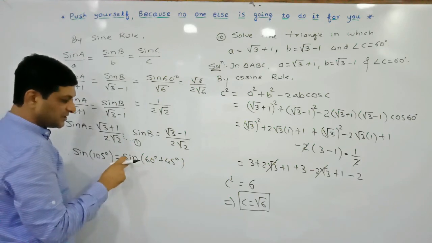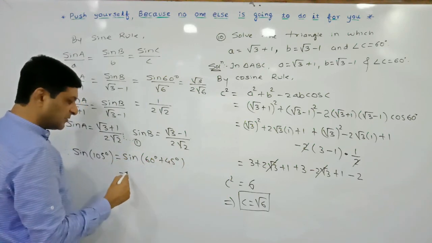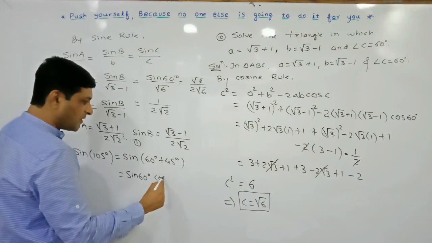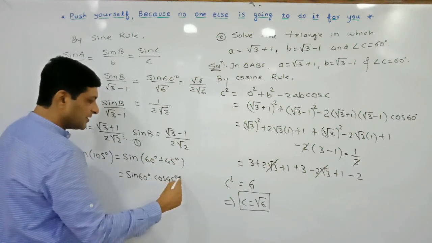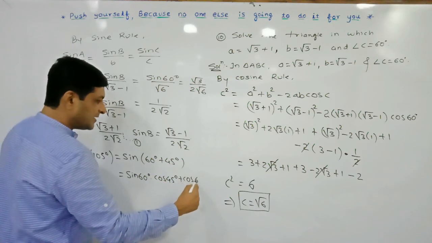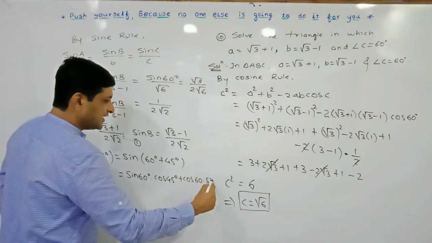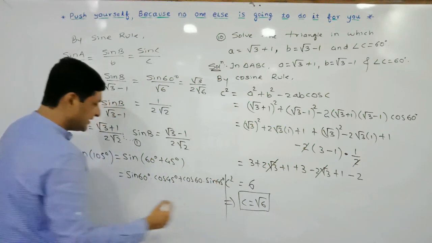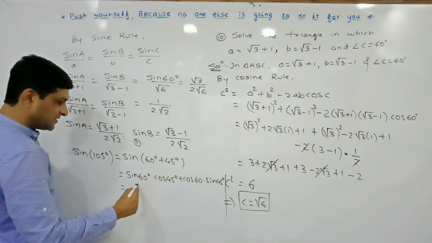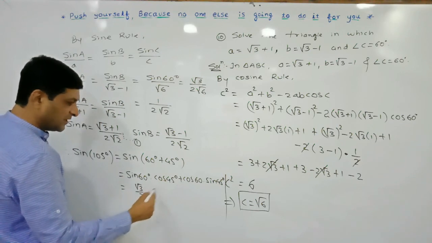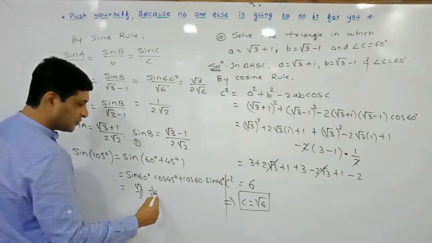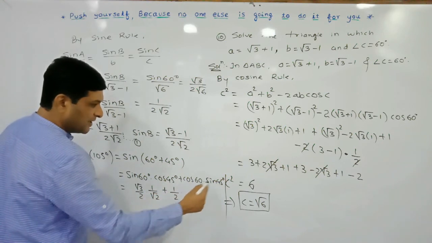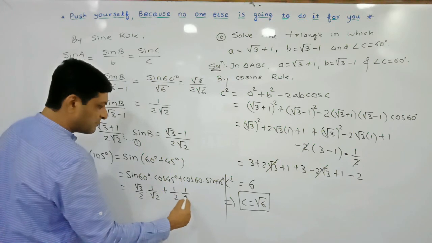Now this expression is in the form of sine A plus B. What is the formula of sine A plus B? Sine A into cos B plus cos A into sine B. Here A means 60 and B means 45 degrees. Okay, so which is equal to sine 60 is equal to root 3 by 2, cos 45 is equal to 1 by root 2, plus again cos 60 is equal to 1 by 2 and sine 45 is equal to 1 by root 2.